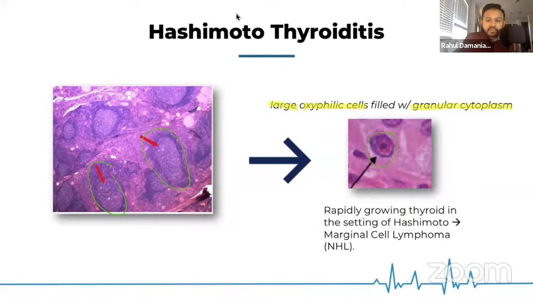Another test vignette for you to integrate is going to be a patient who has Hashimoto's but then has a rapidly growing thyroid. In this setting, you are really worried about marginal zone lymphoma, which is a subtype of non-Hodgkin's lymphoma. Remember, pathologies such as Sjogren's syndrome and Hashimoto's are chronic autoimmune processes. And chronic autoimmune processes are going to cause you to have an increased proliferation of your marginal zone. After a while, the body gets irritated so much from the chronic inflammation that you can actually develop a cancer. That cancer we typically call a MALToma, which is a subtype of non-Hodgkin's lymphoma.